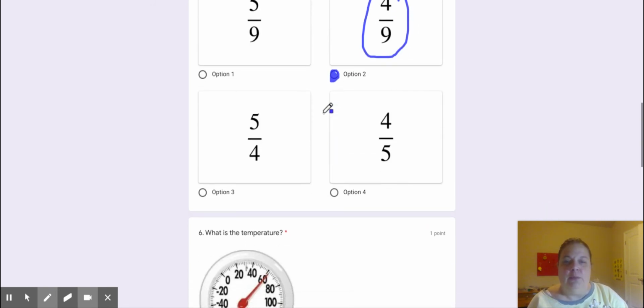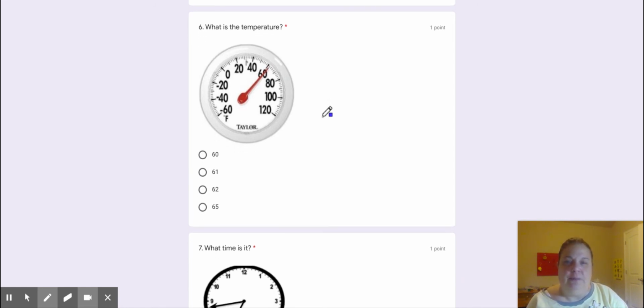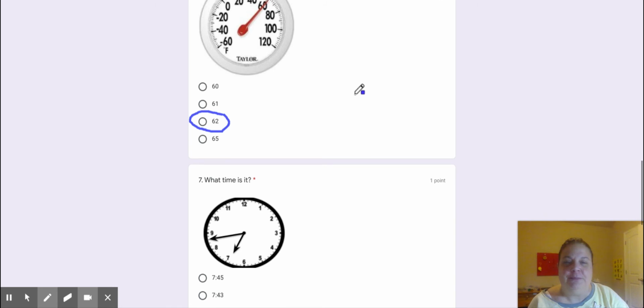All righty, moving on. Oh my goodness, a lot of you missed this question. It's a thermometer, and it is not counting by ones, it's counting by twos. If you counted each of those little lines in between, yes, there are 10 between 60 and 80, but that's not 60 and 70, that's 60 and 80. So we're counting by twos here. So this should have been 62. All right, moving on.